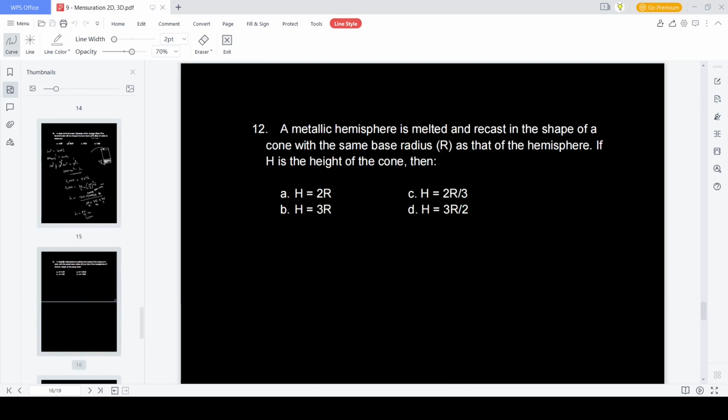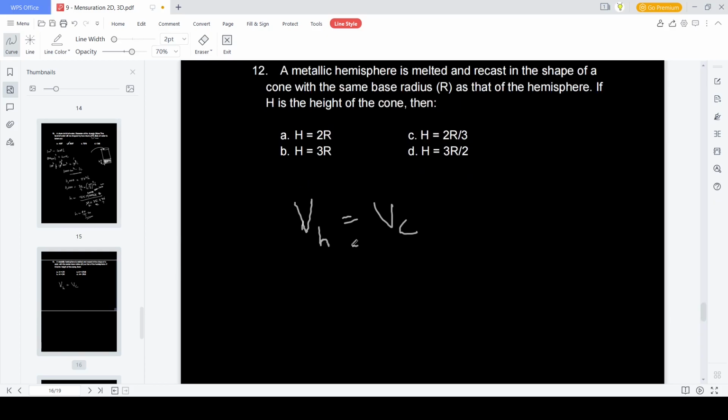Next question. A metallic hemisphere is melted and recast in the shape of a cone with the same base radius. Then we have to find the height. Basically the volume will remain the same, correct? So the volume of the hemisphere is equal to the volume of the cone. The volume of a hemisphere is half into the volume of a full sphere, that is 2 by 3 into pi into r cube. This is equal to the volume of the cone, 1/3 pi r square h. We need to find h.